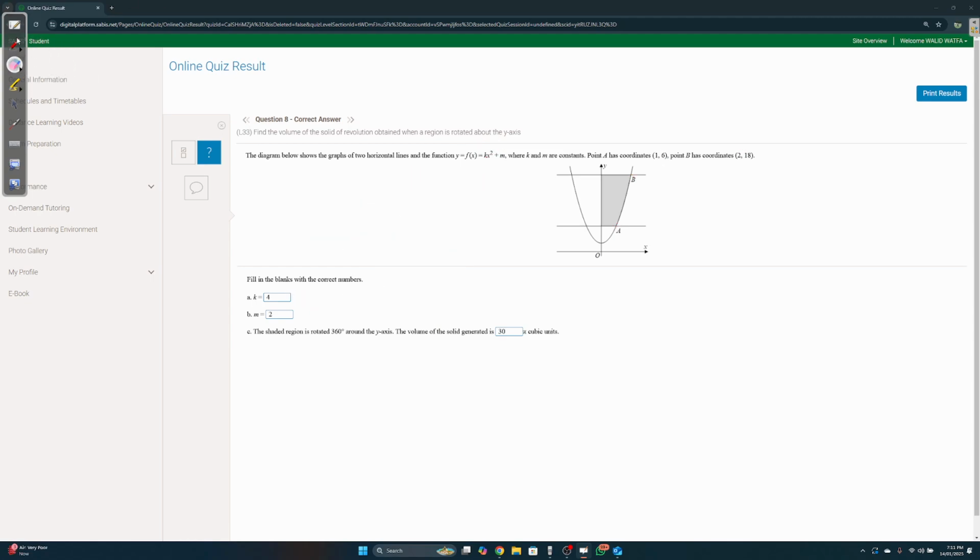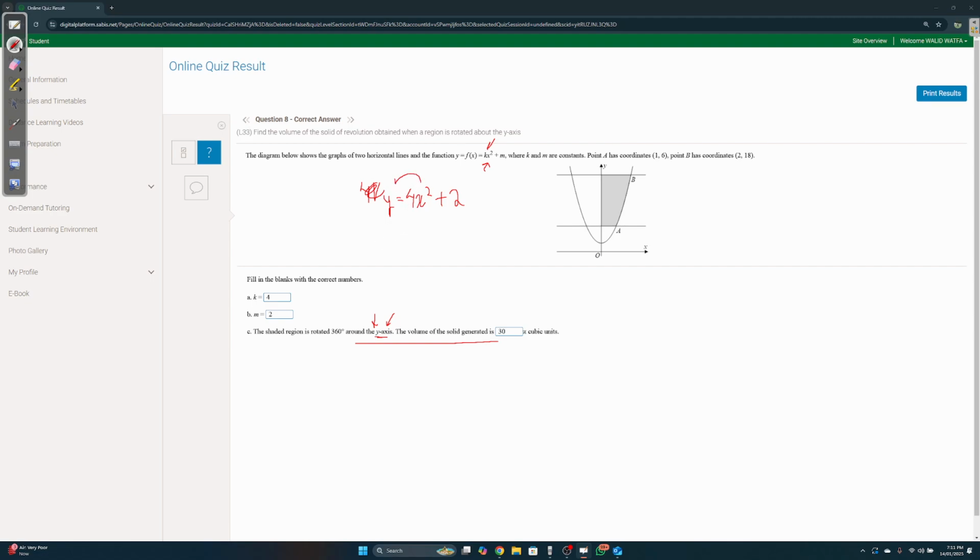So now we know what m and k are. They're asking for the volume of the shaded region around the y-axis. So this function f of x is kx squared plus m, where we know that 4 is k. So if you substitute k and m, you get 4x squared plus 2. So this is the function, right? In terms of y. But now they're saying rotate it around the y-axis. So please don't forget around the y-axis.